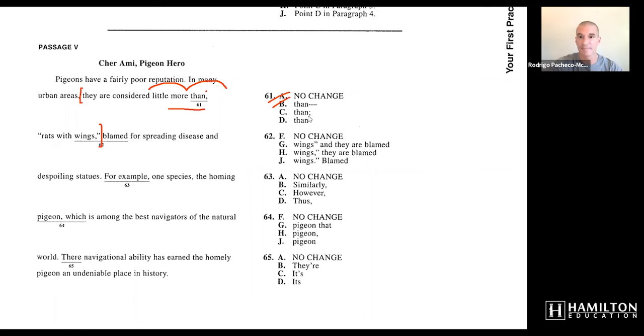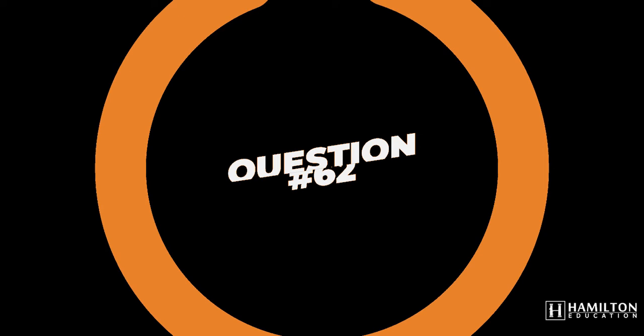C gives us a semicolon. We can only use semicolons to join two independent clauses, and that's not what we have here. So we can't use the semicolon. Our correct answer is going to be D, again, because we don't use any punctuation when it comes to making comparisons. Question 62 is a punctuation question.